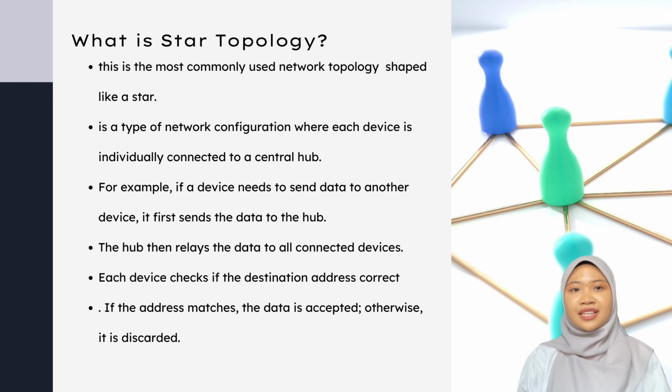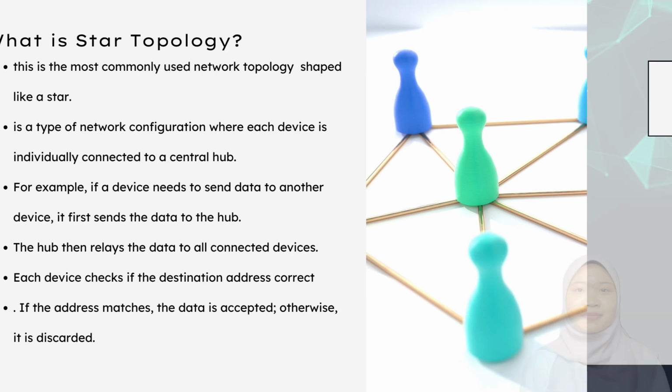What is star topology? Star topology is the most commonly used network topology, shaped like a star. It is a type of network configuration where each device is individually connected to a central hub. For example, if a device needs to send data to another device, it first sends the data to the hub. The hub then relays the data to all connected devices. Each device checks if the destination address is correct. If the address matches, the data is accepted, otherwise it is discarded.